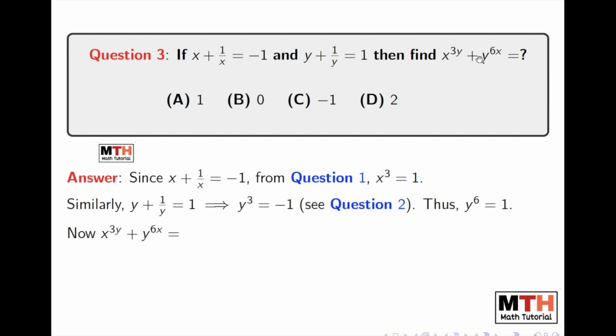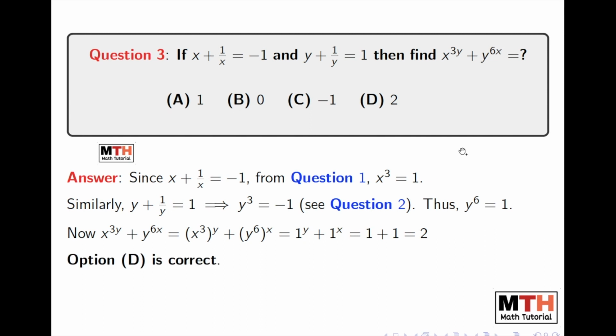Now x power 3y plus y power 6x can be written as x power 3 whole power y plus y power 6 whole power x, which is, x power 3 is 1 and y power 6 is 1. So we get 1 power y plus 1 power x, and we know that any power of 1 is 1, so we get 1 plus 1, which is 2. Thus option D is correct.